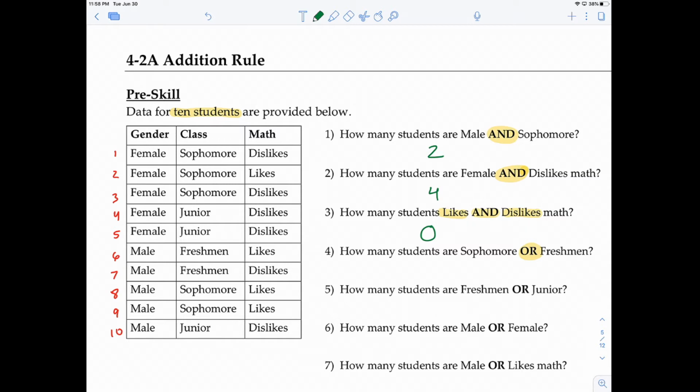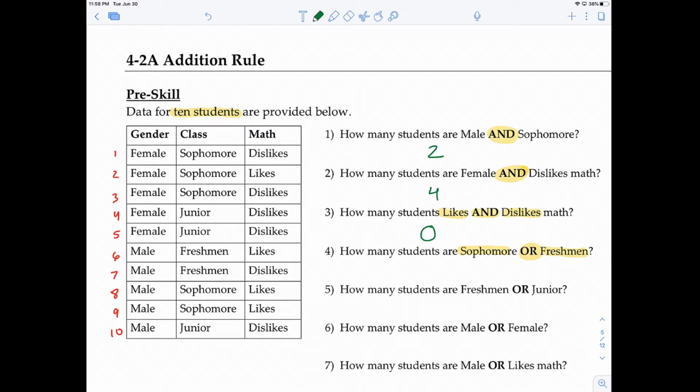Okay, number 4. So number 4, we're looking at an or situation. So we have how many students are sophomore or freshman. So an or means that it's true that you exhibit this characteristic or you exhibit that characteristic, right? Meaning one or the other. You don't have to be both. You can be one or the other.